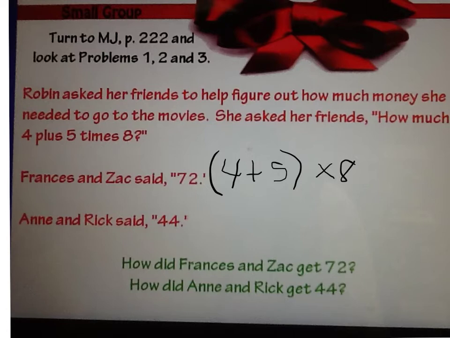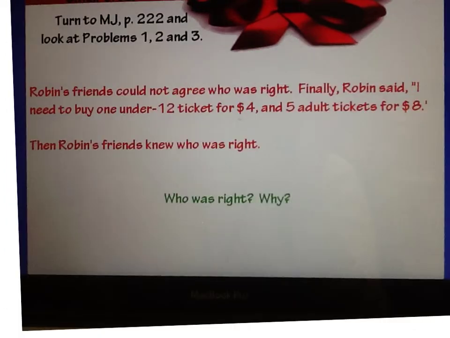How did Ann and Rick get 44? Well, they did this a little bit different, where they still did 4 plus 5 times 8, but they used some of the order of operations. They didn't need parentheses, because maybe they already knew you always do multiplication and division before you do addition and subtraction, or maybe there was parentheses around 5 times 8. So 5 times 8 is going to be 40, and add that to 4 is 44.